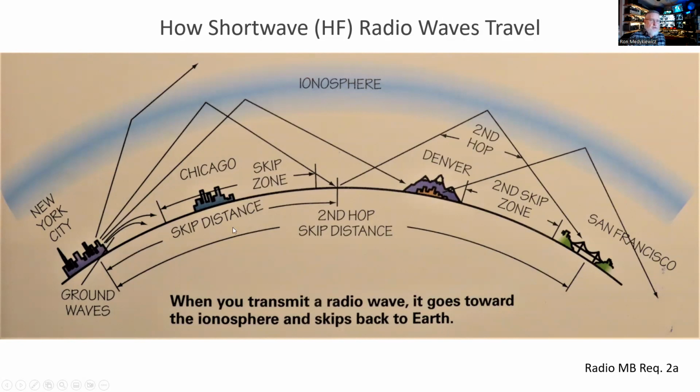Between your transmitter and where these signals actually reach back to Earth is called the skip zone.